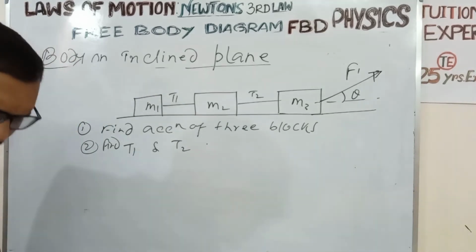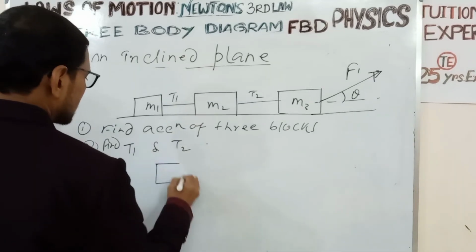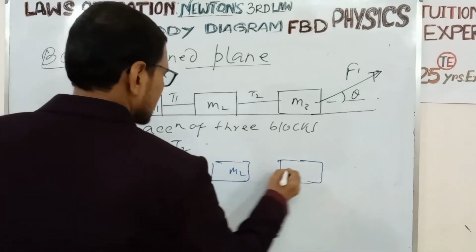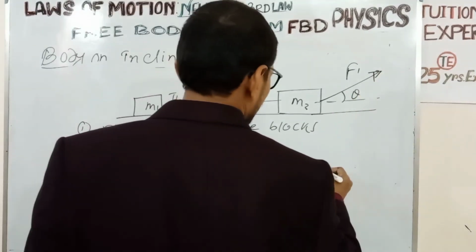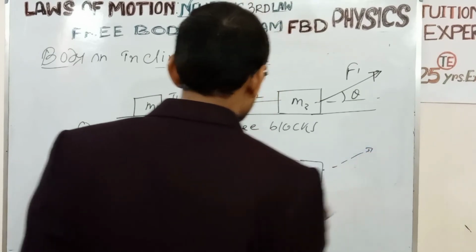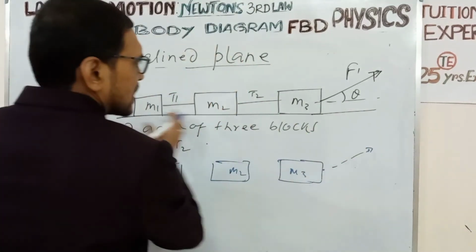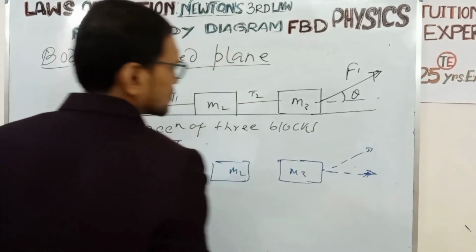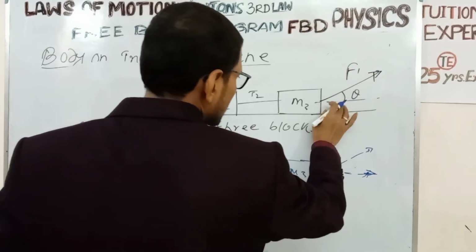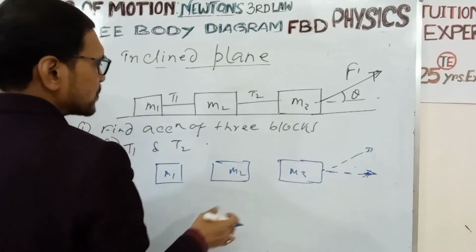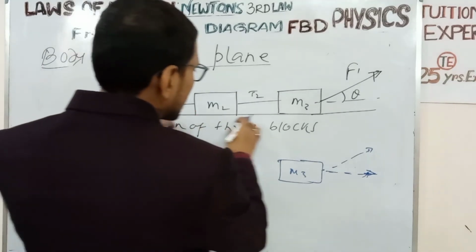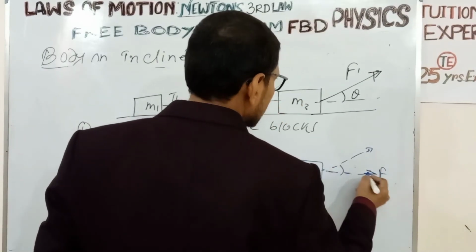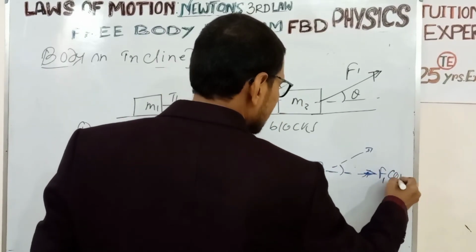Here also we have to draw the free body diagram. Now M1, M2 and M3. So force along this direction. The whole three blocks move along the ground in this direction, so we have to take the force along this direction. The component of this force along this direction will accelerate the three blocks, because the three blocks are placed on the ground, so they move along the ground. This is F1 cos theta.